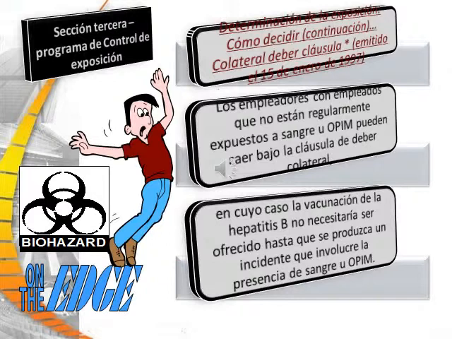Employers with employees who are not routinely exposed to blood or OPIM may fall under the collateral duty clause, in which case hepatitis B vaccination would not need to be offered until an incident involving the presence of blood or OPIM occurs.